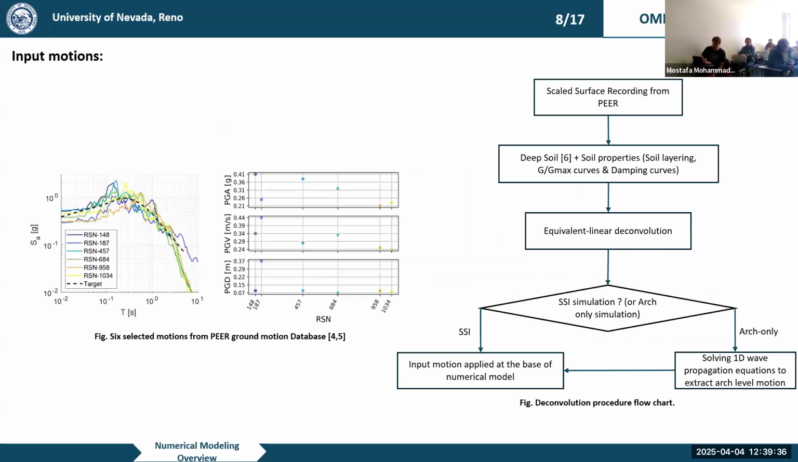Yeah, exactly. Because the pure motions that I got are actually the surface recordings. They're the records that are coming from accelerometers at the surface. So I needed to get the top of the rock motion. So I needed to do that conversion, which is called deconvolution. So I used equivalent linear analysis.